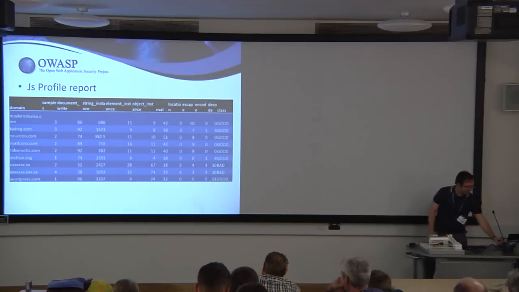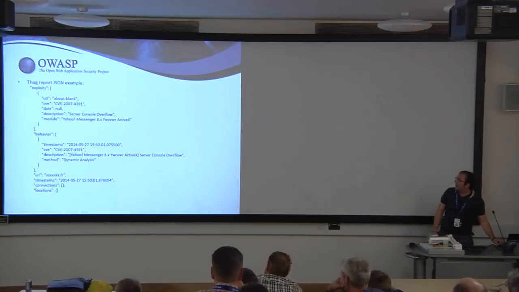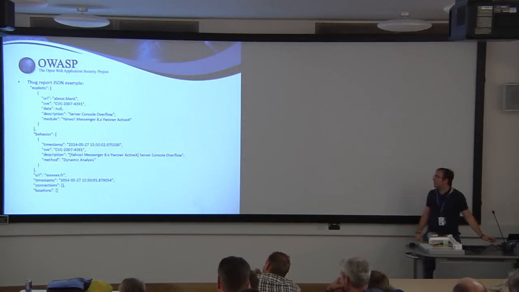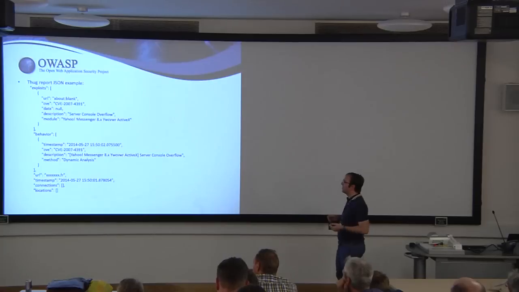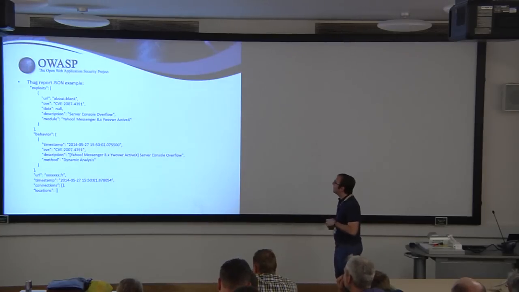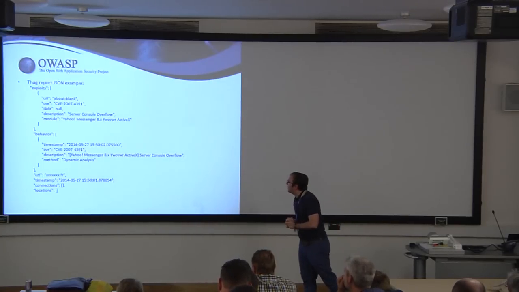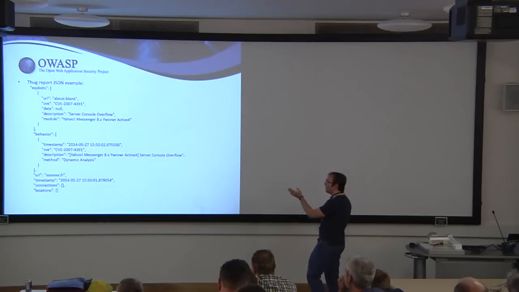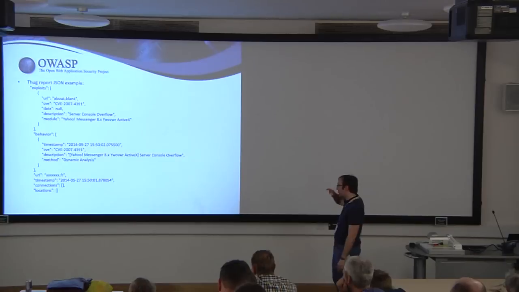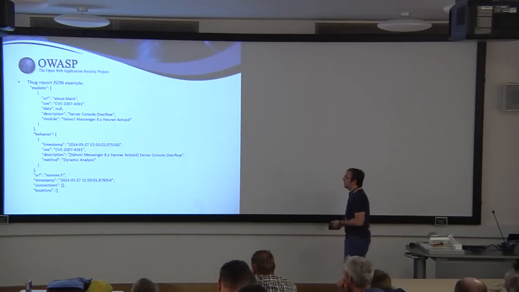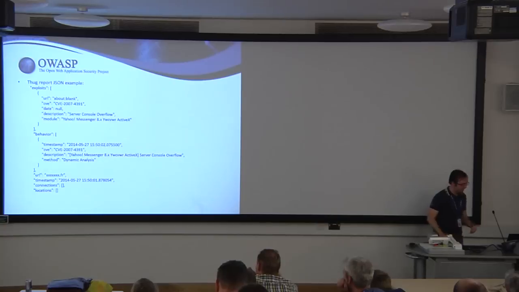This is like a Python tag, so the output is quite simple. I think it's based on the Mitre report structure. It will just tell you, okay, the URL was a French website, and there was this exploit, which was a server console overflow. It will tell you the CVE number, when it was found, and on which page it was found. So you can consider that a signature of a potential attack.